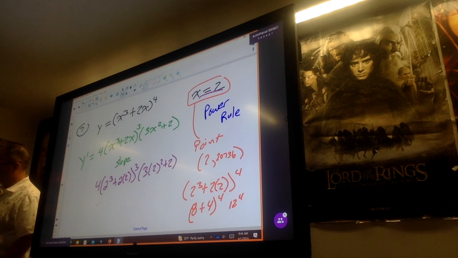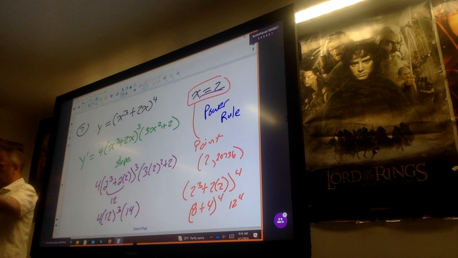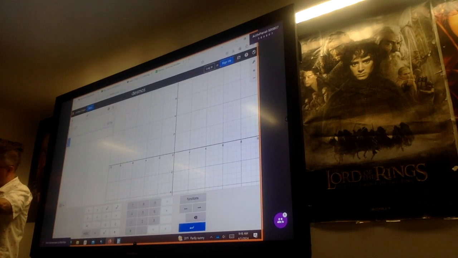2 times 2 times 2 is 8. And 4, this is going to give me 12. So I get 4 times 12 to the third, times 2 squared is 4, times 3 is 12, plus 2 is 14. 4 times 12 to the third, times 14. That's 96,768.